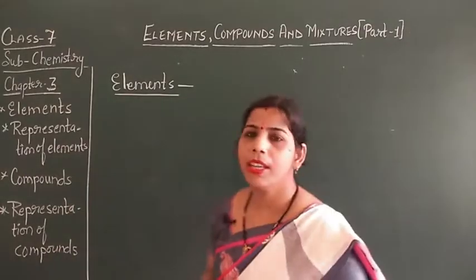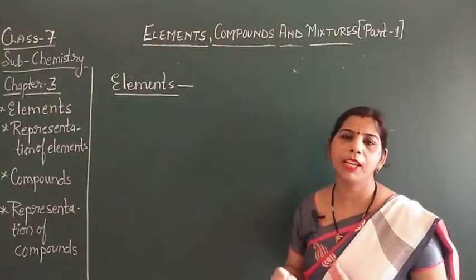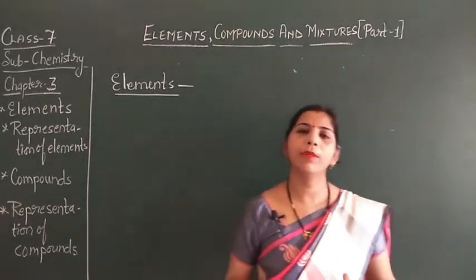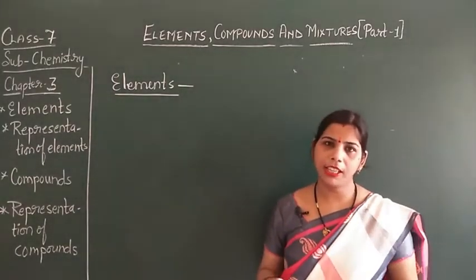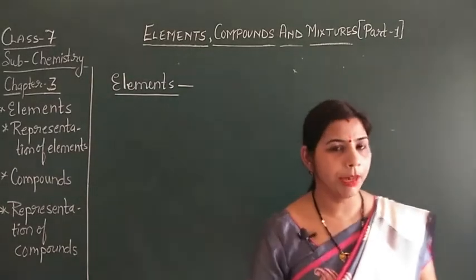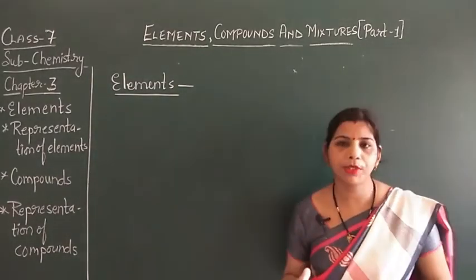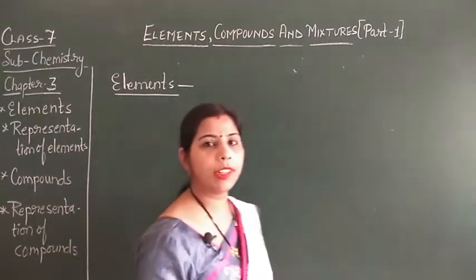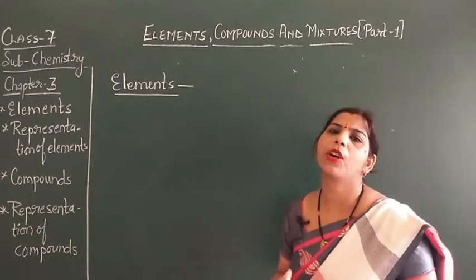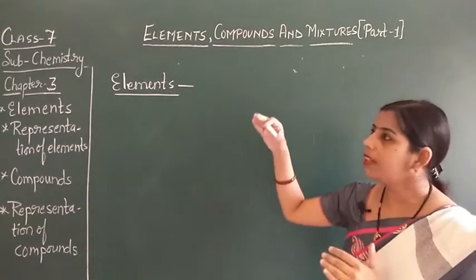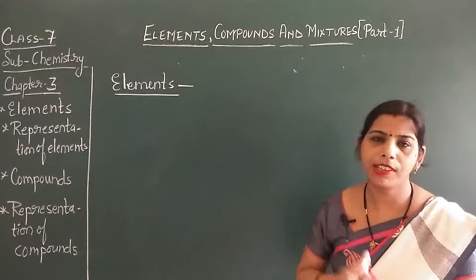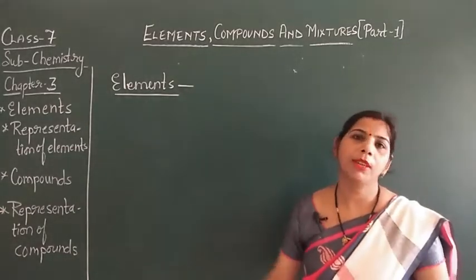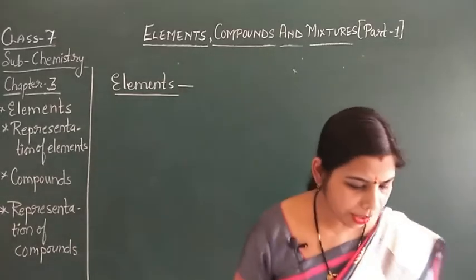So when we are just thinking about the word element, what is an element? It is always related with matter, that is, matter is made up of tiny atoms, and that is also related with the element. So an element is a pure substance that cannot be further broken down into simpler substances by any physical or chemical method. That means an element is a substance which, whether you treat it with any physical method or any chemical method, cannot be broken down into simpler substances.